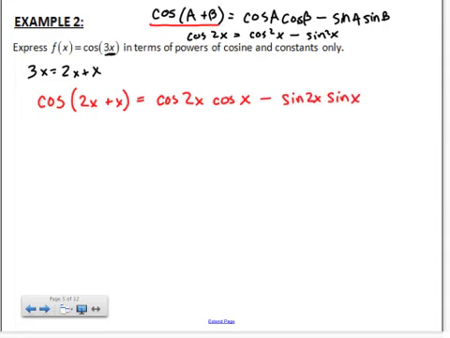Ooh, there's another identity we need. We need to go ahead and write sine of 2x up there too. So I'm going to write it right here. Sine of 2x equals 2 sine x cosine x.